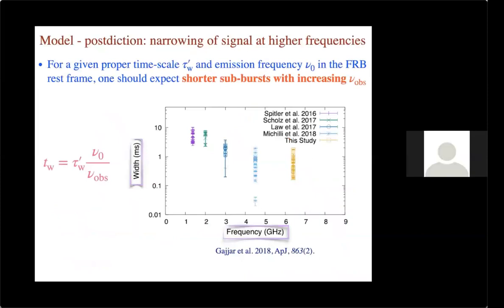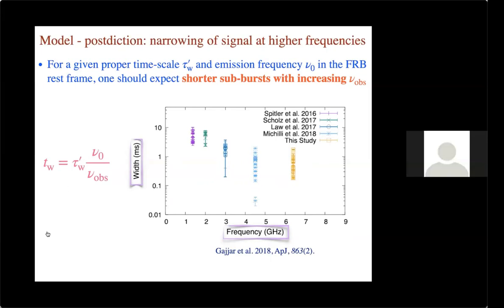One of the things that we see from T_W equal to t'_W times nu naught over nu observe is that for a given rest frame frequency nu naught and t'_W, which depends on the properties of the source, the pulse duration at the observer's frame scales inversely with the frequency nu observe. This has already been noted and studied for FRB 121102A.